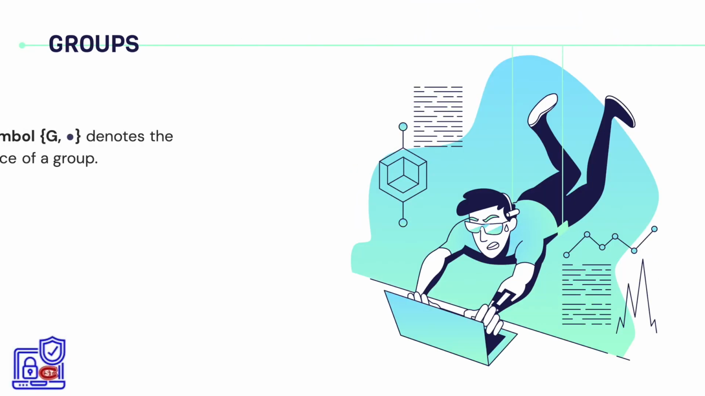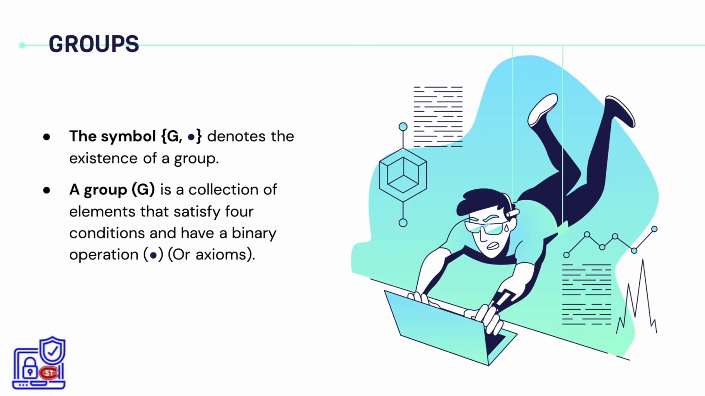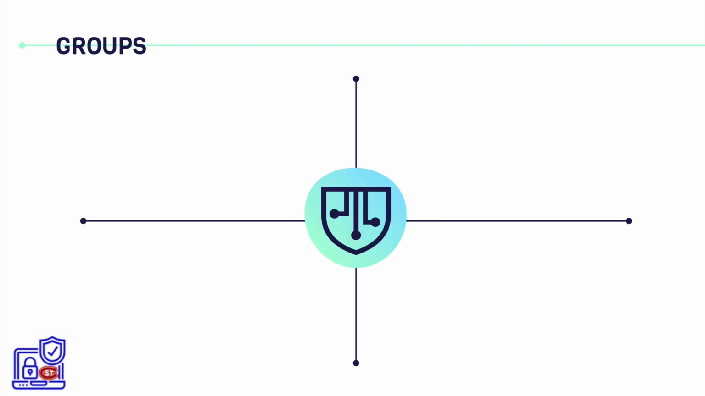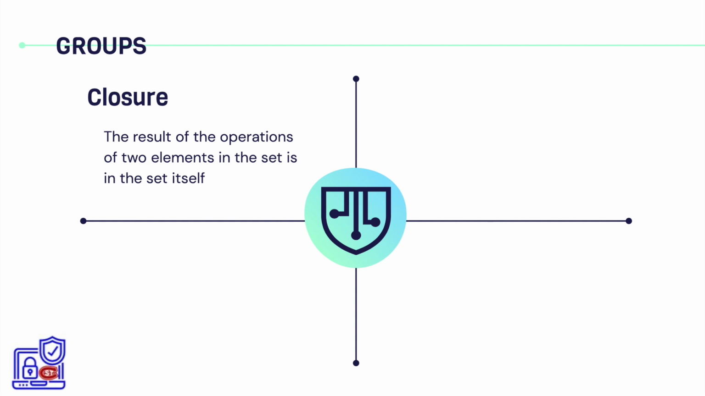A group, G, is a collection of elements that satisfy four conditions, or axioms, and have a binary operation. A commutative group meets the additional requirement of commutativity. The four conditions that define a group are as follows. Closure. In short, closure means that the result of the operation on two elements in the set is in the set itself. Given that both A and B are members of set G, we can deduce that C, which is calculated by operating on A and B, is likewise a member of set G. This specifies that the outcome of applying the operation on any two items in the set is another element in the set. This holds for any two elements in the set.